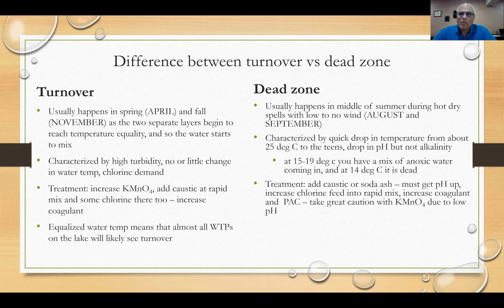You got to get your pH up with the caustic. You got to increase the chlorine feed into the rapid mix because you're going to have to start oxidizing this manganese. You got so much time to do it. You definitely want to do it on the pre-treatment side. You want to increase your coagulant and also the powdered activated carbon. And if you're going to use permanganate, I got a word to say about that.